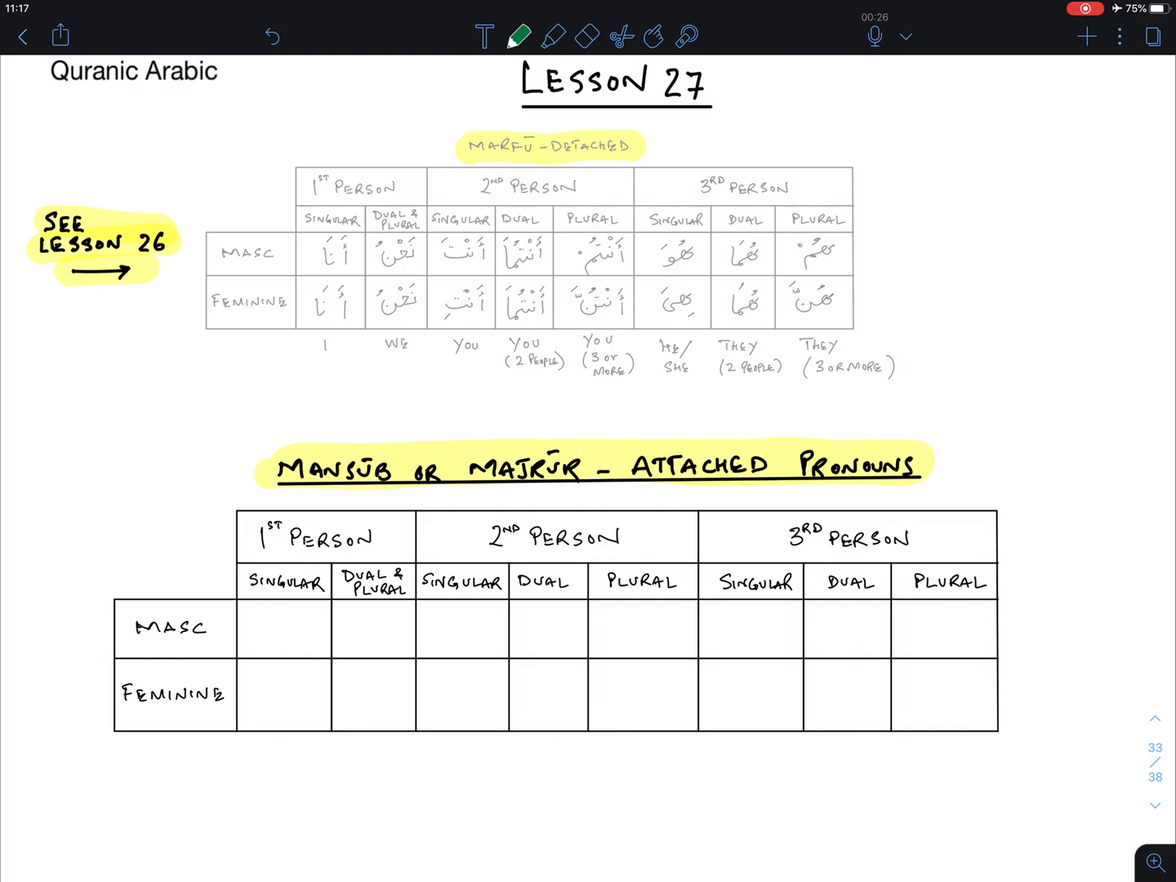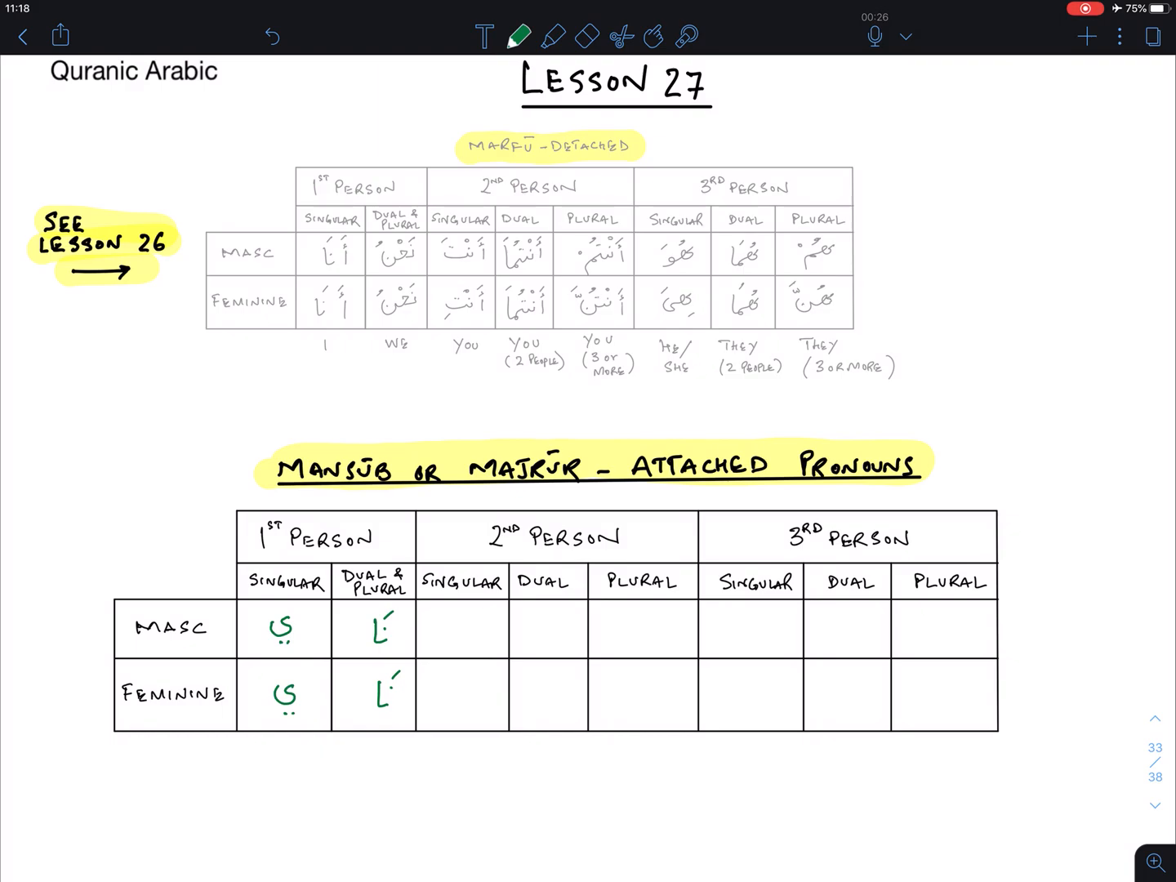First person masculine, that pronoun is ya, and feminine is the same. And for dual and plural, it's nā. Now, I want to show you examples and then the translations, and that'll become a little bit easier when it comes to these because they're coming in an applied form, an influenced condition rather. So let's look at the first example here.